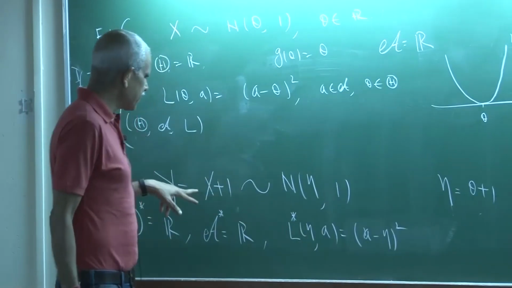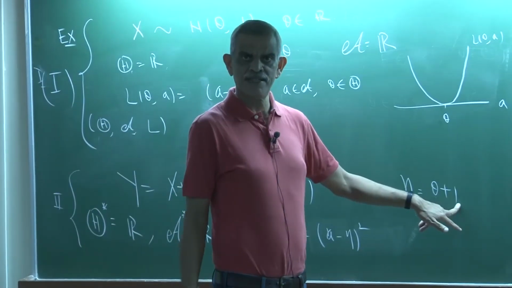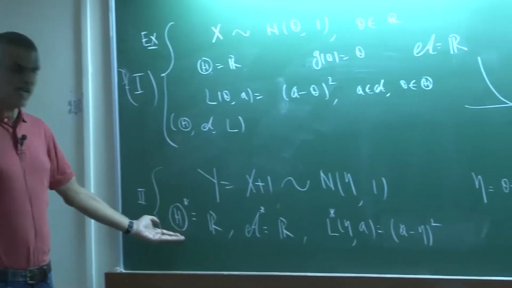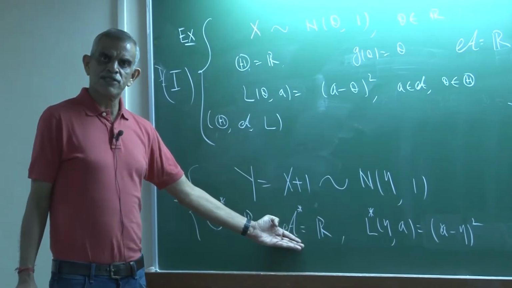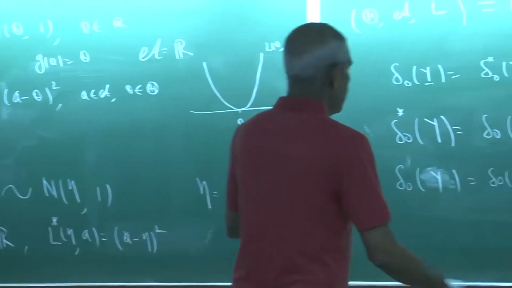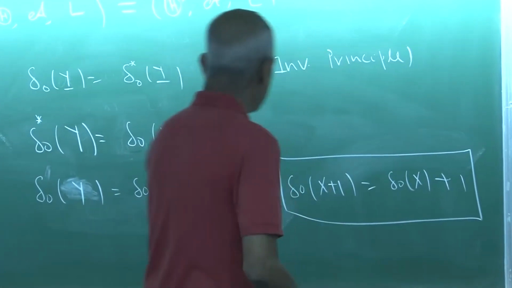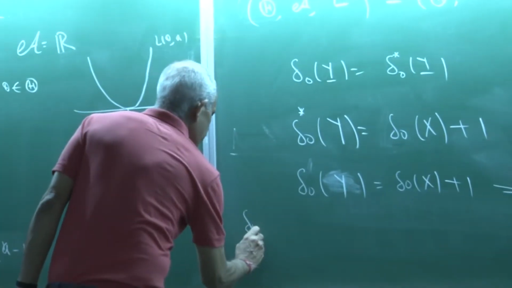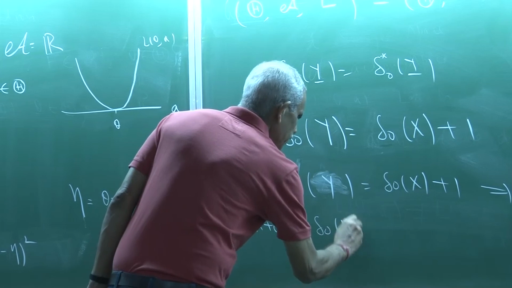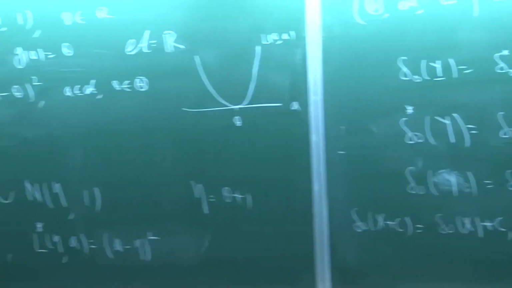Again, the formal structure remains the same, because x plus c would then have a normal distribution with mean eta c, where eta c is nothing but theta plus c. If theta belongs to R, theta plus c belongs to R. So my parameter space would have remained the same, so the sample space also would have remained the same, and if the loss function remains the same, then I should get delta naught of x plus c same as delta naught of x plus c. So in general, in this problem, it makes sense to consider estimators of the type delta naught which satisfy this for every c belonging to R and for every data point x.